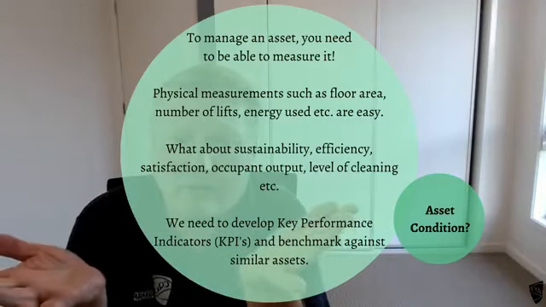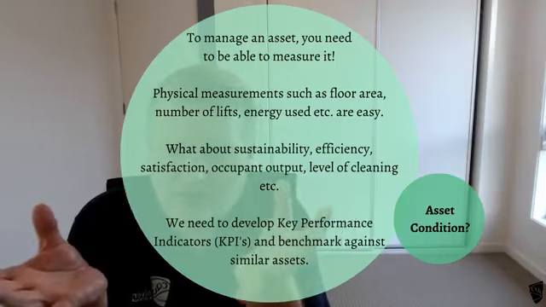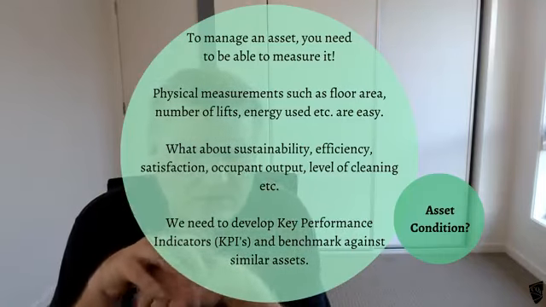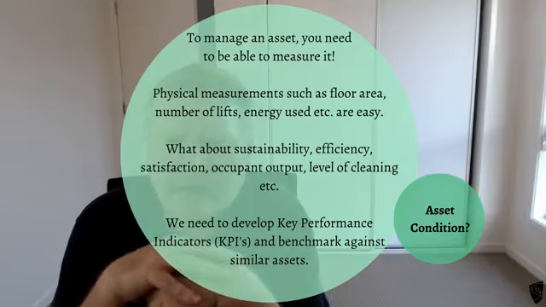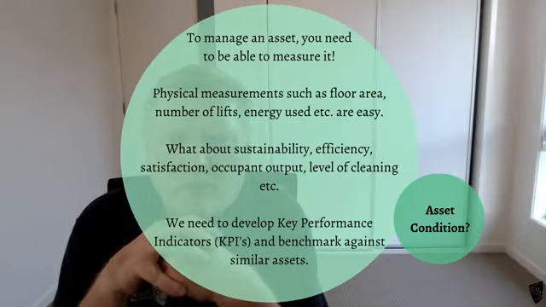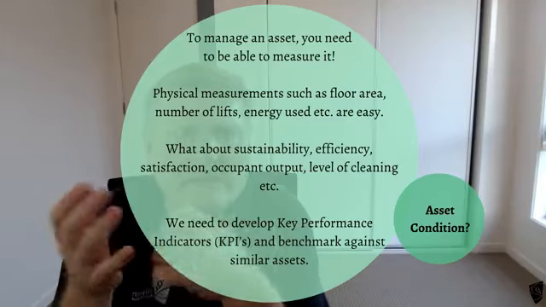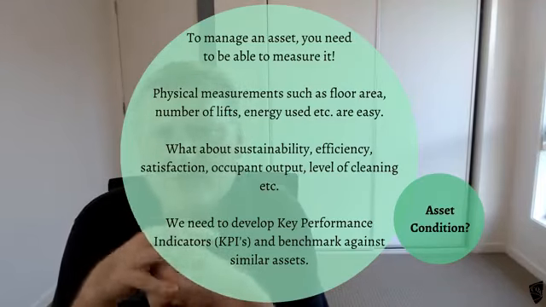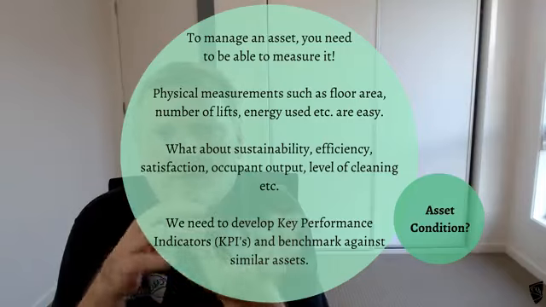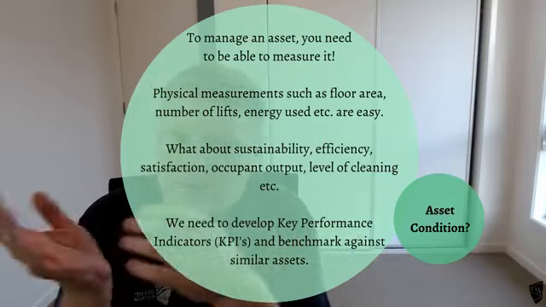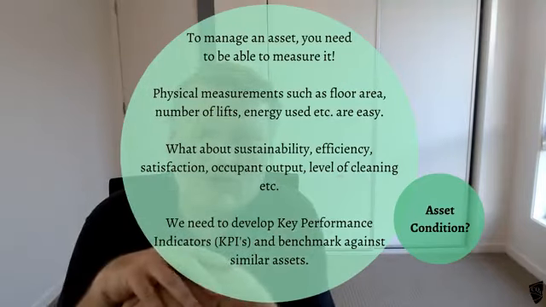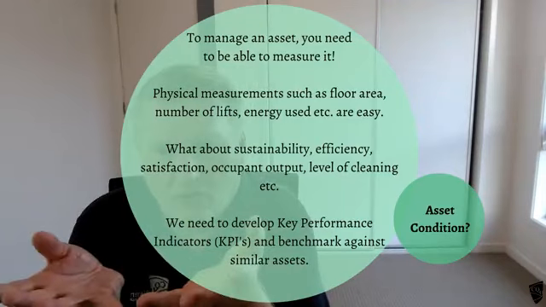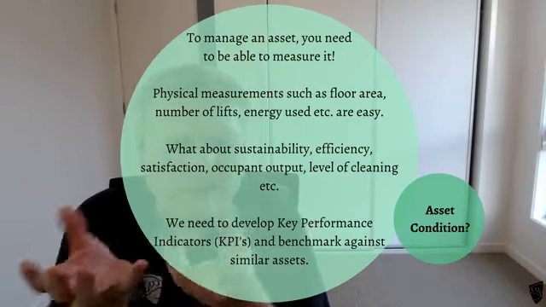We can measure it. So there's lots of things we can measure. But when it comes to things like how sustainable is the building, how efficient is the building, how satisfied are the occupants of the building, do the occupants have a high level of output, what's the level of the cleaning? Is the cleaning satisfactory for that type of building? Obviously the level of cleaning in operating theatres is fundamentally different from the level of cleaning in a public toilet. I'm trying to make the point with a stupid example. So we need to work out a way to try and measure some of these things that aren't physically there.